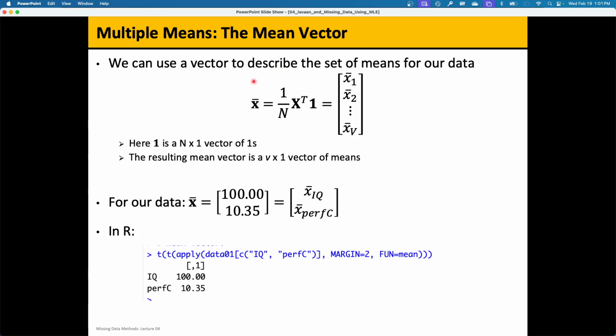Okay. So one thing we have is two variables. I showed you the mean before. X1, IQ, was 100, that's X1. And then performance is 10.35, that's the complete data version of performance. And if we were to put that into a vector, first, let's just start with X.